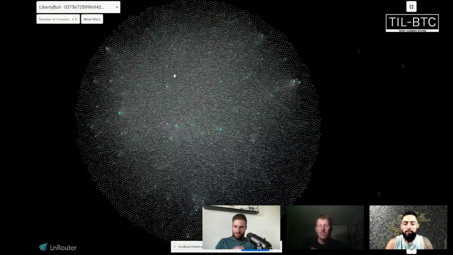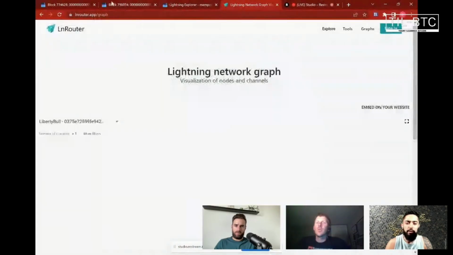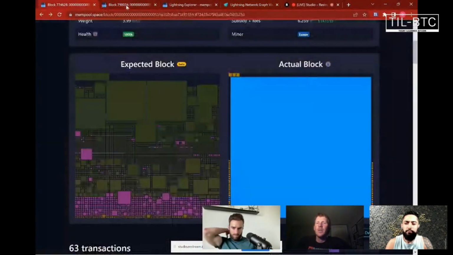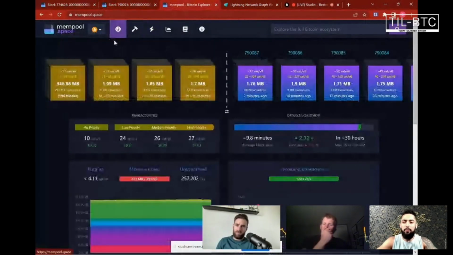Random question here. In comparison to Bitcoin main chain versus Lightning nodes, is there a comparable amount? I don't know if we saw that on the mempool screen. Does it show how many core nodes there are versus Lightning? Good question. I am not sure if it shows that on Mempool either. Let's go look. I know the Clark Moody dashboard has it. Yeah, Clark Moody might have it.